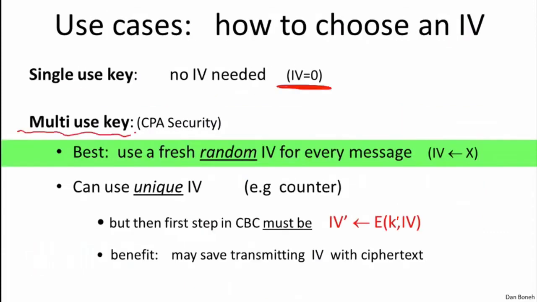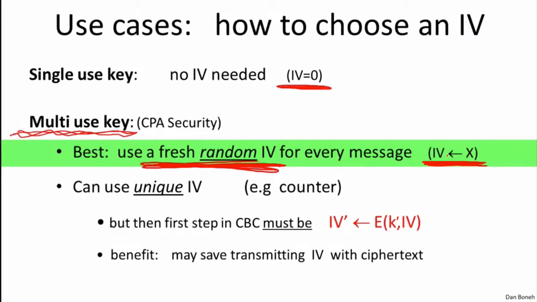Now, if you want to use the key to encrypt multiple messages, and the technical term for this is chosen plaintext security, again, I would encourage you to take the crypto course if you want to understand this better. But if you're going to use the key to encrypt multiple messages, then in fact the best thing to do is to choose a fresh random IV for every message you want to encrypt. Okay, the IV is chosen fully at random from the plaintext space of the block cipher.